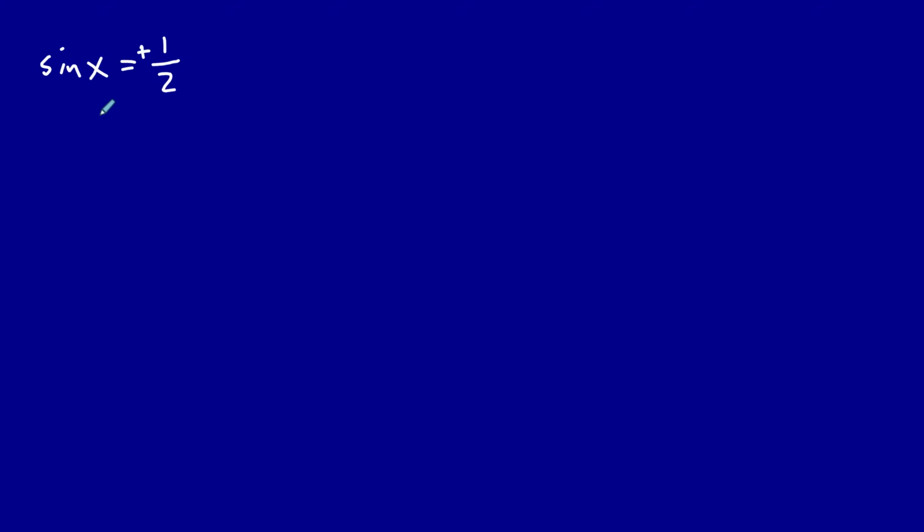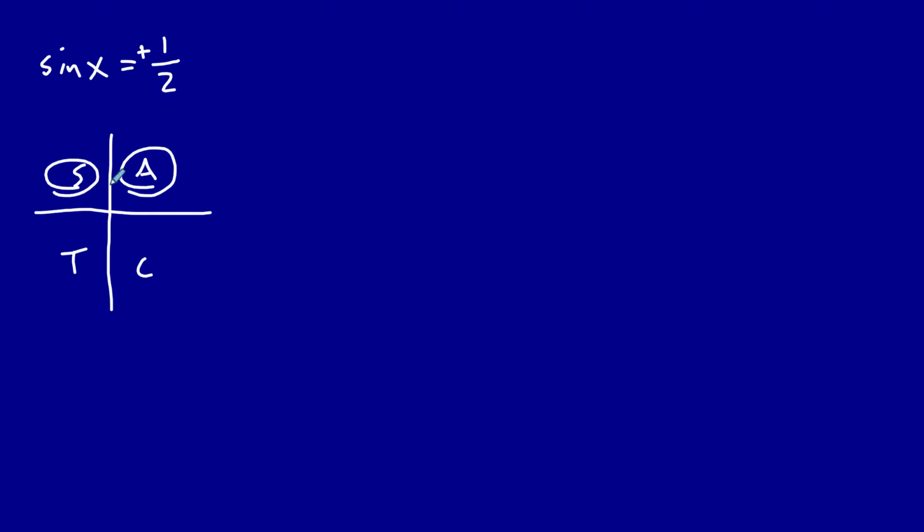So my first step would be to figure out where this sine of x is going to equal a positive. So where is sine positive? I'll label out my CAST rule, and I'll say that sine is positive in the All quadrant and the Sine quadrant. So that's really important. That would be step 1.